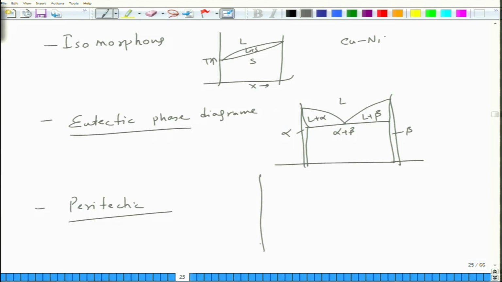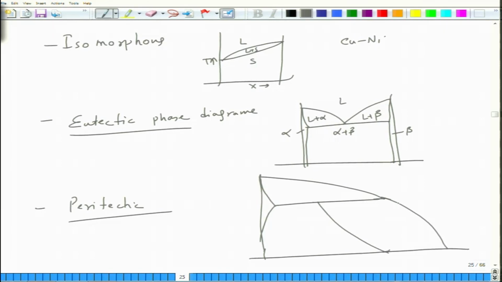In the case of the peritectic phase diagram, delta H mix tends to be high, and as a result the melting point difference is also very high, and hence you have a situation like this. So for example, you can have this kind of behavior, and so on and so forth. So you can have a peritectic reaction: liquid plus alpha giving rise to beta. So this is alpha, this is beta, this is alpha plus beta, and this is again liquid plus beta.